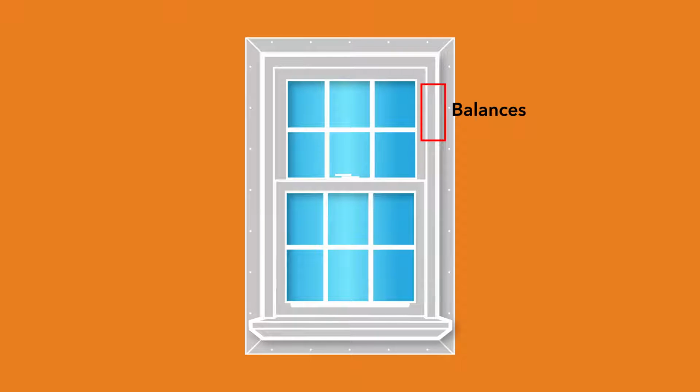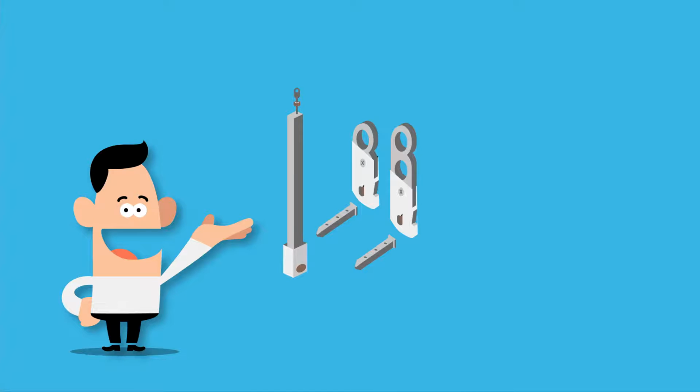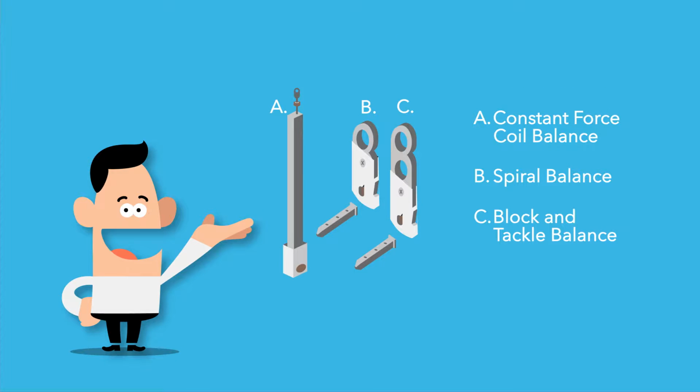The balance system, for example, is what allows the sash in a hung window to operate and stay in place. There are 3 main types of balance systems: constant force coil balance, most commonly used in replacement windows, spiral balances that can be adjusted as necessary for ease of operation, and block and tackle for new construction products.